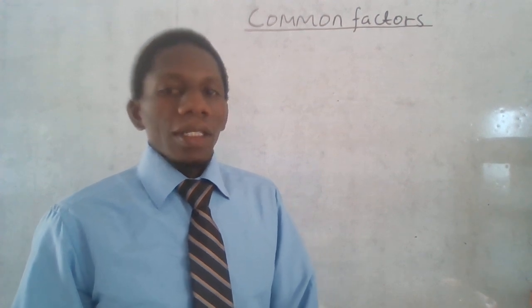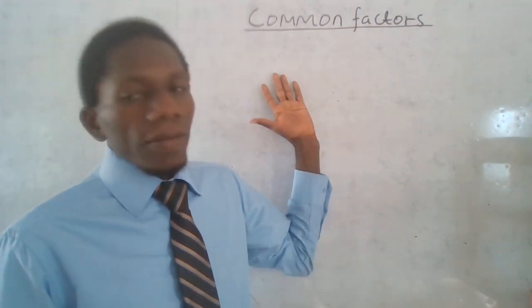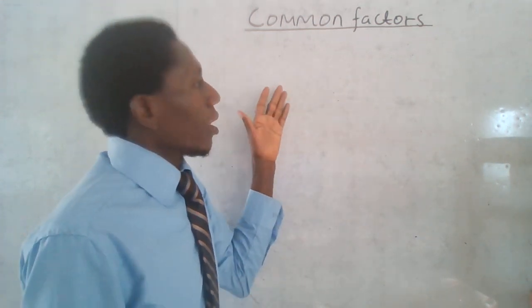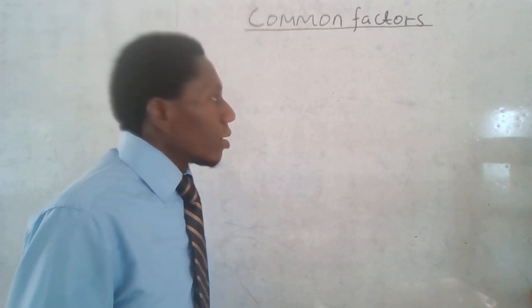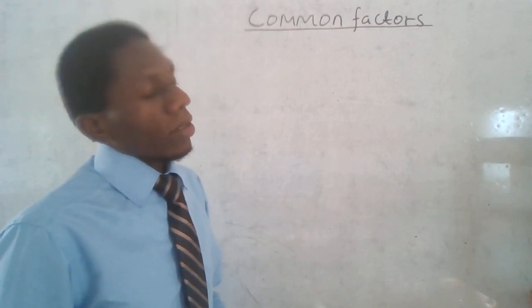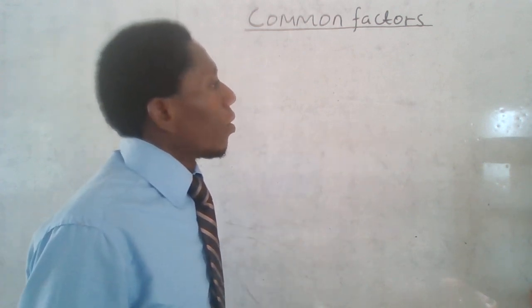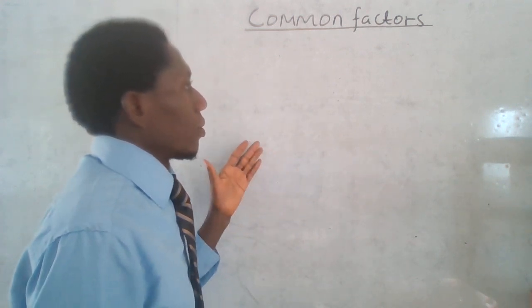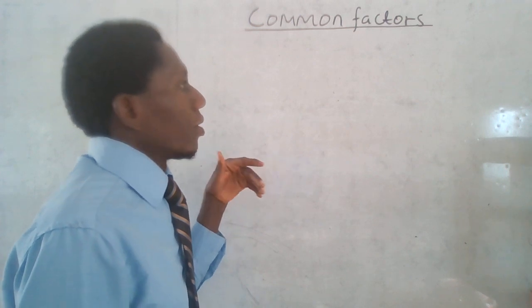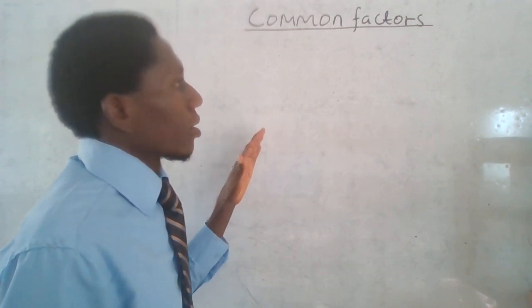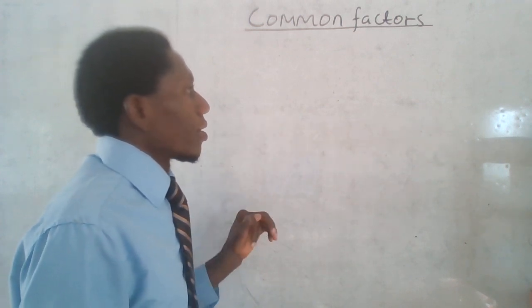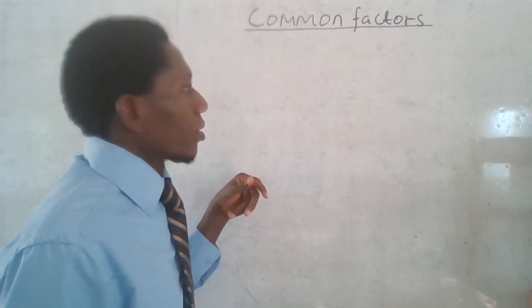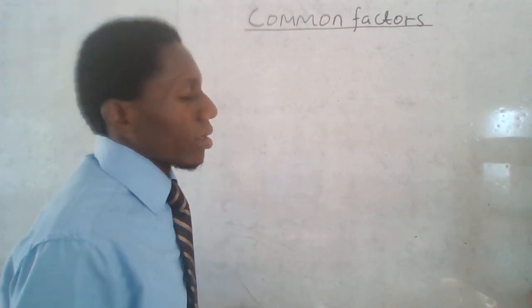Hi, let's look at common factors. A common factor is a number that is a factor of two or more numbers. A number may have one or more factors that are found in them. So when this happens, such factors are called common factors.